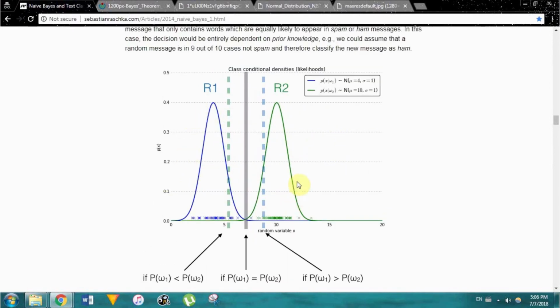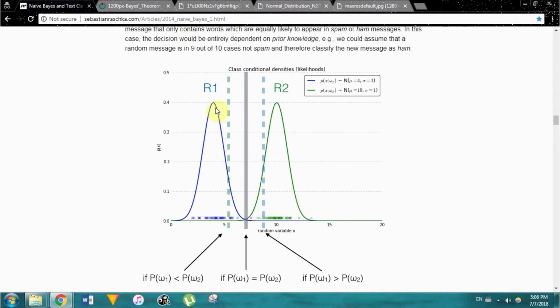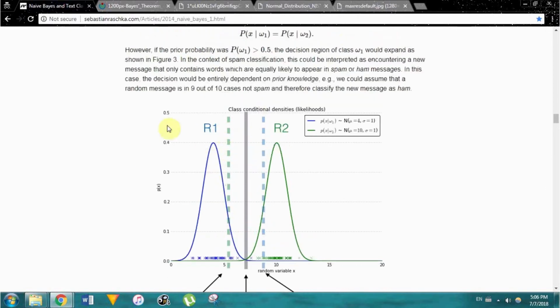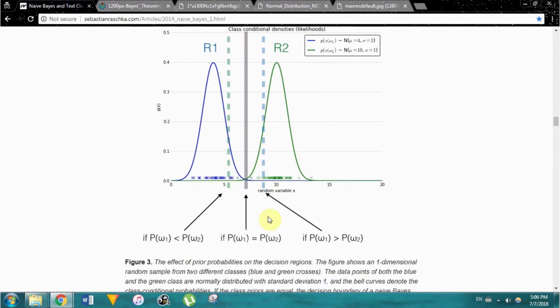We have normal distributions. We assume they're independent, right? And this is class 1, the blue one, and class 2, the green one. We can see that if the prior probabilities of both of them are the same, which means there is a 50% chance prior probability of a sample to be from class 1 and a 50% chance of a sample to be from class 2, the decision boundary, which is this one, is exactly in the middle. It is where the two distributions meet, right?